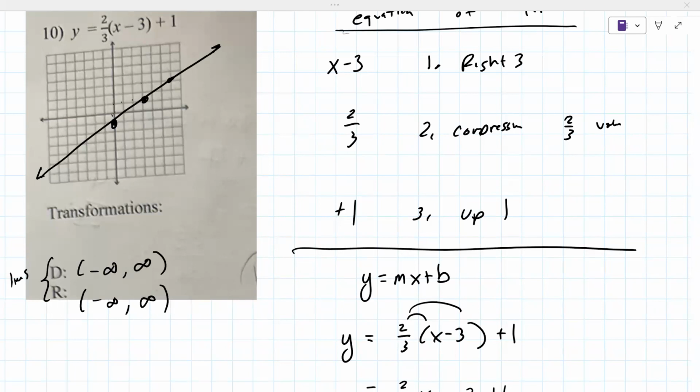All right. We should do 16, 17, and 18. They're pretty quick, and they'll answer some questions about domain and range.